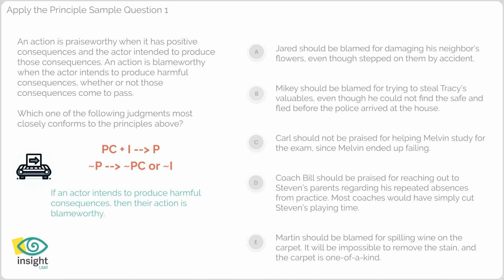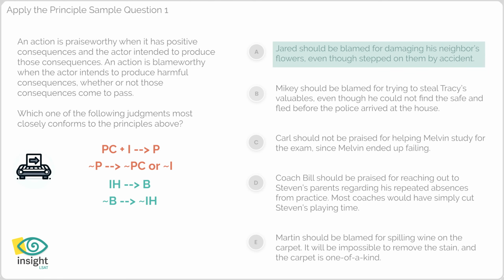Okay, I don't want to use I again because we have that above. So let's say IH for intends harm. If IH, then B. Contrapositive, if not B, then not IH. If an action is not blameworthy, then the actor must not have intended to harm. Okay, armed with all of this, let's see if we can use these if-then machines on some specific situations.